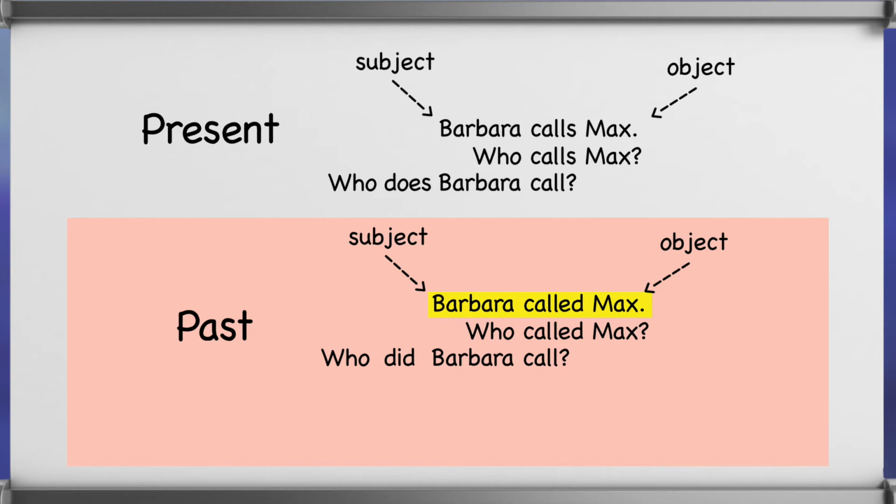This is the same example in the past tense. Barbara called Max. Who called Max? Barbara called Max. Who did Barbara call? Barbara called Max.